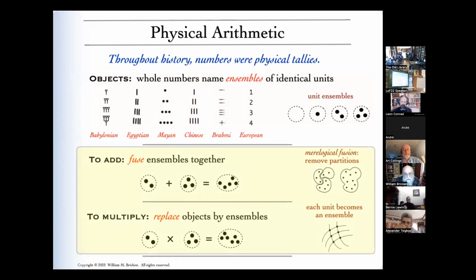Multiplication was exchanging units for entire ensembles. And the important idea here is that the operations of arithmetic are entirely independent of the process of counting. Doing arithmetic's real simple. Counting up the results takes all the effort.